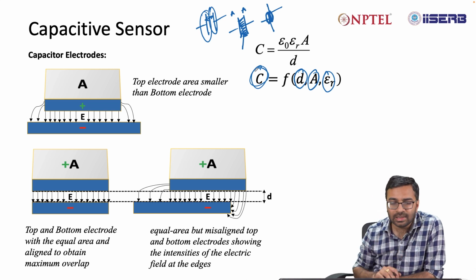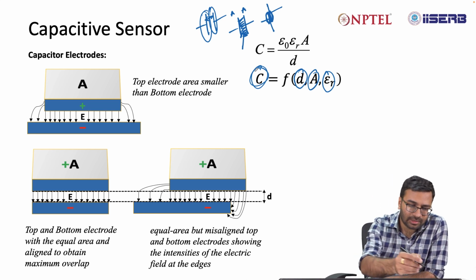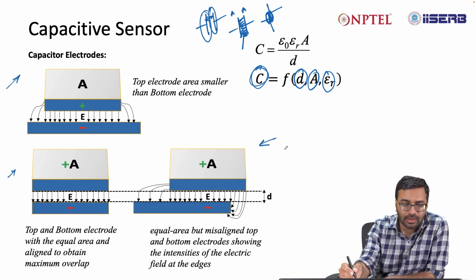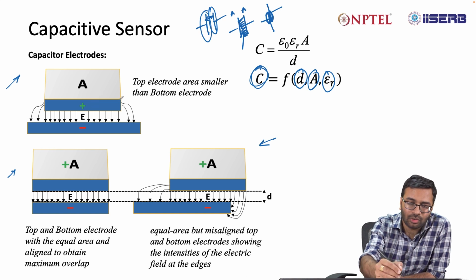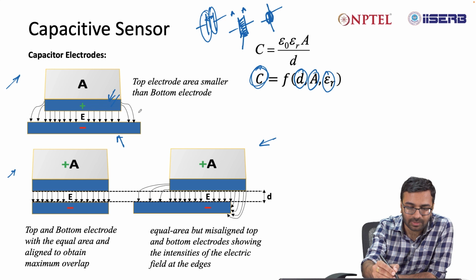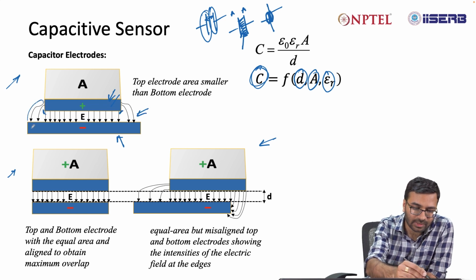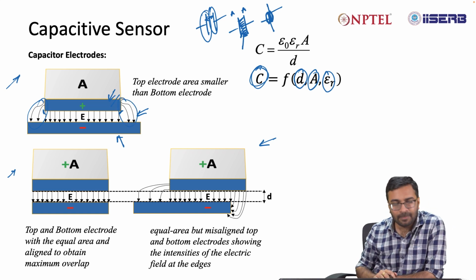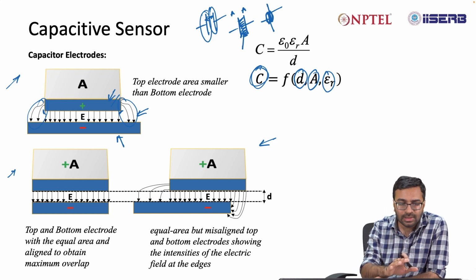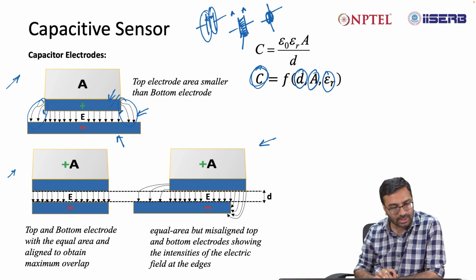Now, in this regard, here three different arrangements are shown. In the first arrangement, your top electrode is smaller than the bottom electrode. In such a situation, your electric field distribution will be something like this, where you will find that at the edges of your top electrode, the electric field is not straight, it is a bit bent. So this is one consideration of capacitor electrodes.